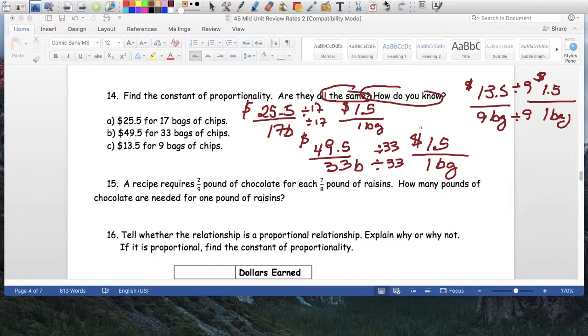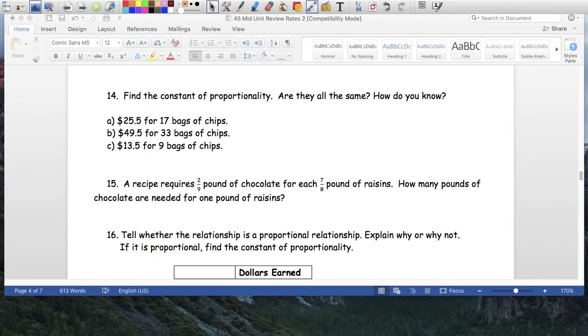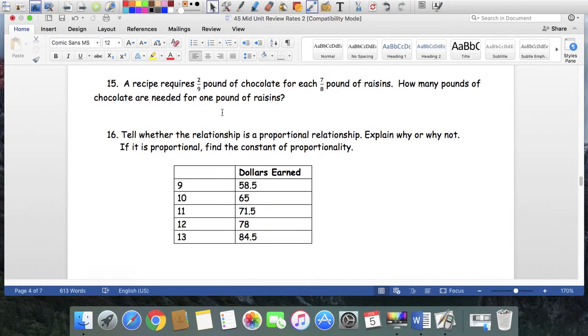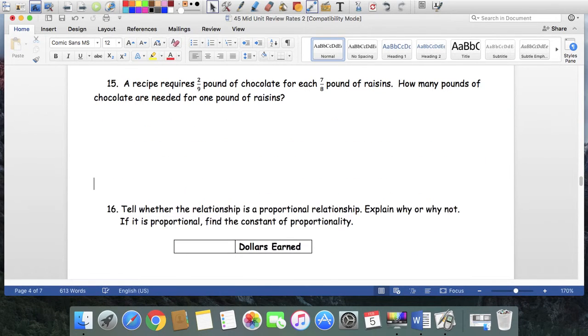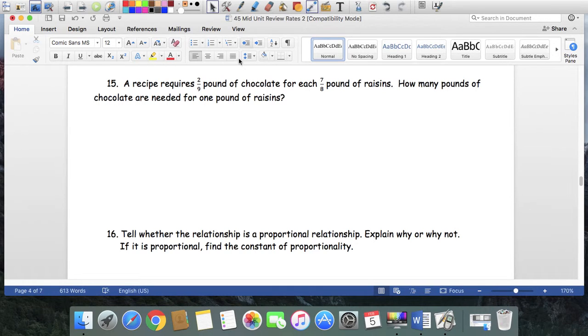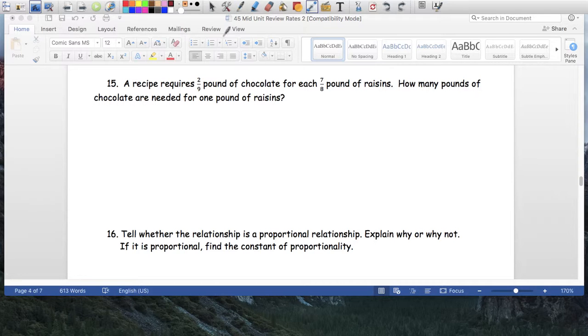So, ¿qué multiplicado por 9 me sale 58.5? What times 9? So let's divide 58.5 divided by 9. It equals 6.5. So a ver si todo eso es 6.5. 10 times 6.5, 65, correcto. 11 times 6.5 es 71.5. So yes, yes, and yes.